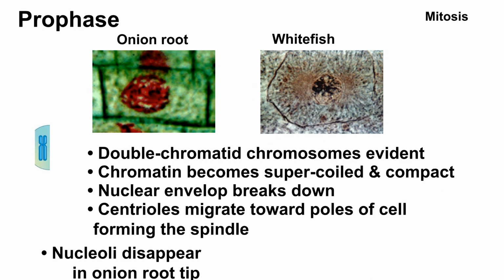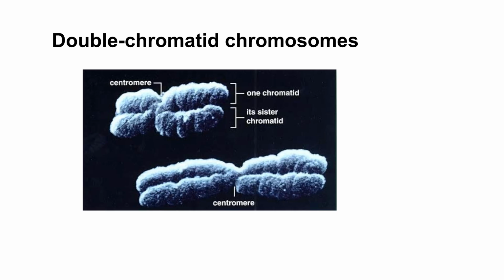In prophase of mitosis, double chromatid chromosomes become evident as chromatin supercoils and compacts. The nuclear envelope and nucleoli disappear, and centrioles migrate toward the poles, forming the spindle. This image illustrates double chromatid chromosomes, which are formed after DNA duplication.